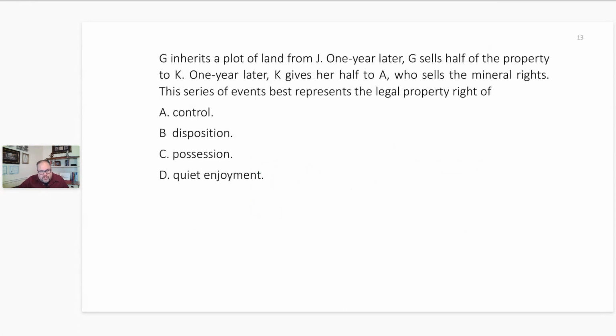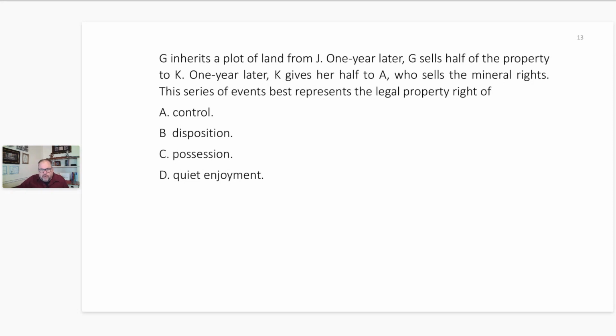All right. Here's the question associated with this. G inherits a plot of land from J. Stop. Listen to me carefully. Look up here. Don't read this question yet. Look here at me for a second. When you read these types of questions, you really have to go in segments. So the way I do this, follow me on this. G inherits a plot of land from J. So I'm going, okay, G is given land, inherits land from J.